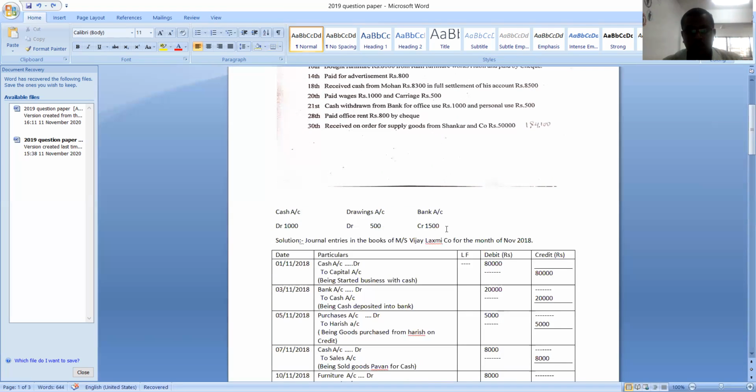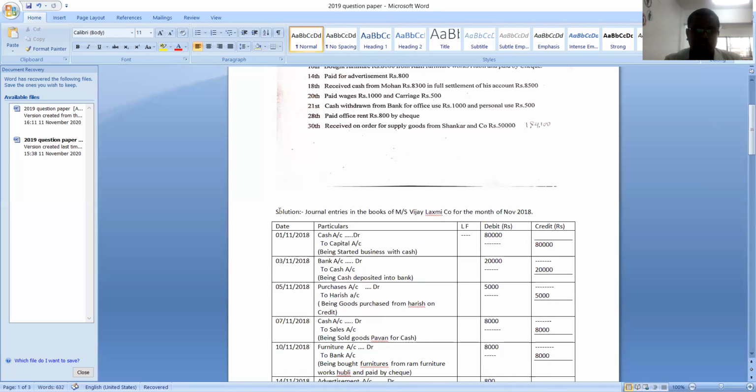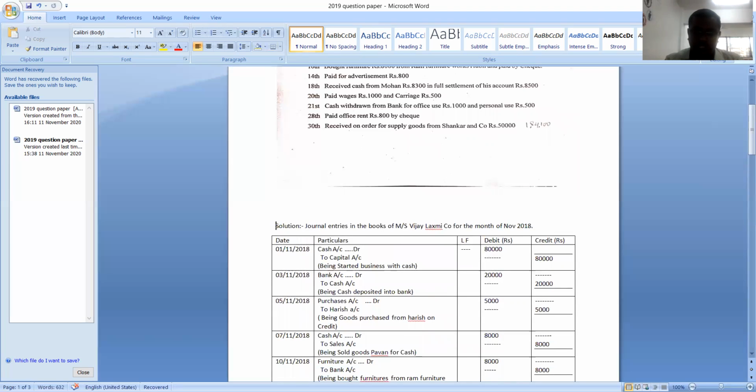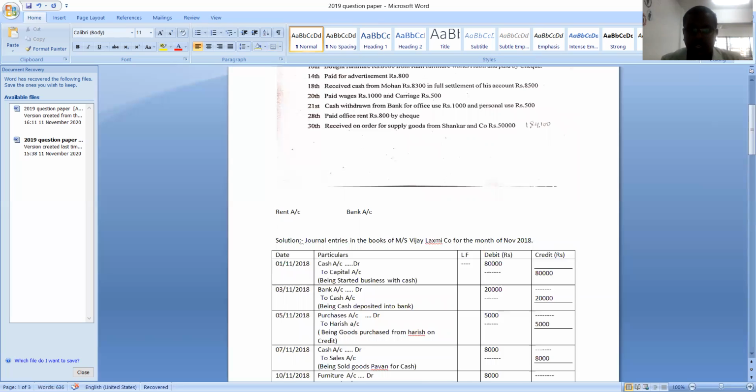Paid office rent rupees 800 by check. Fine. Okay, which are the two accounts here? One is rent account. And is it paid in the form of cash? No, it is paid in the form of check. Check means which account? Bank account. Okay, paid office rent, 800 rupees by check.